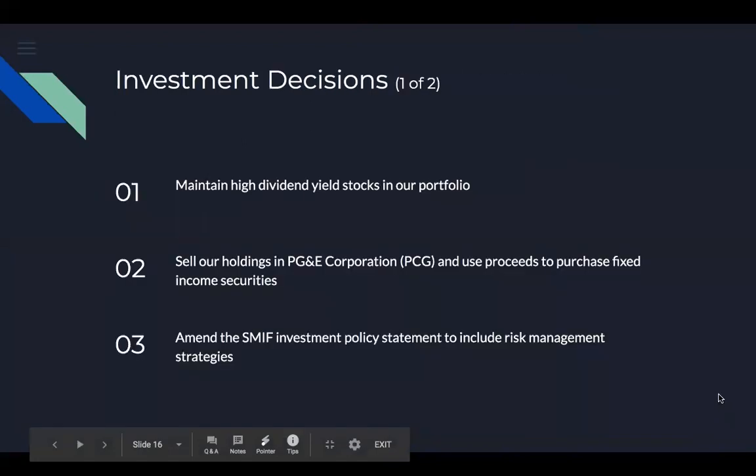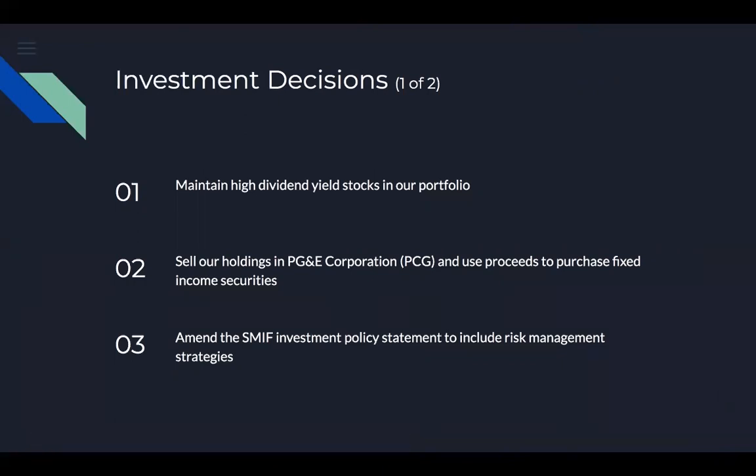Our first investment decision is to maintain high dividend yield stocks in our portfolio. The second is to sell our holdings in PG&E Corporation and use proceeds to purchase fixed income securities. And then our last is to amend the SMIF investment policy statement to include risk management strategies.